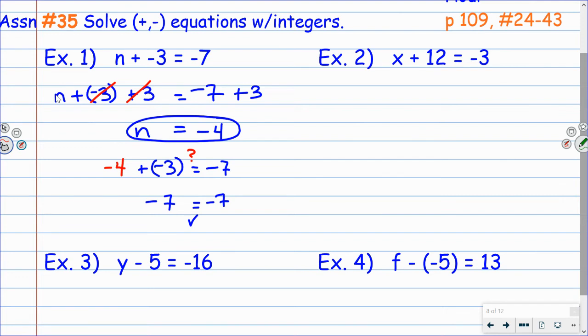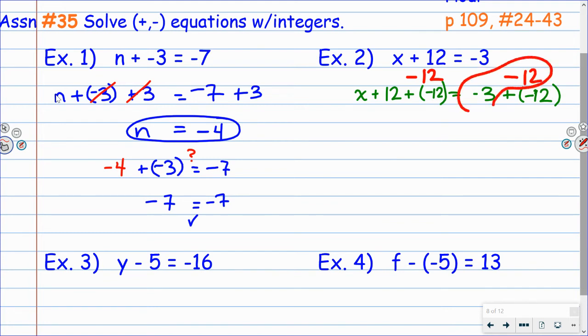Let's head to example 2 right next door. We have x, we have 12 positives. How do we get rid of 12 positives? By adding 12 negatives. And of course, I'm going to be fair to both sides there. I know some of you want to go straight into subtract. If you do that, that's fine, but be careful when you get -3 minus 12 that you know your integer rules. All right, onward. 12 positives, 12 negatives cancel out, leaving us with x by itself.